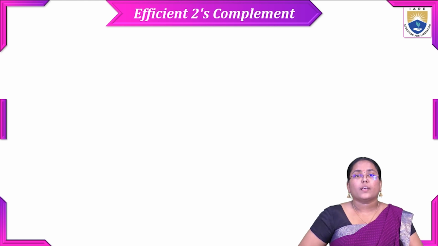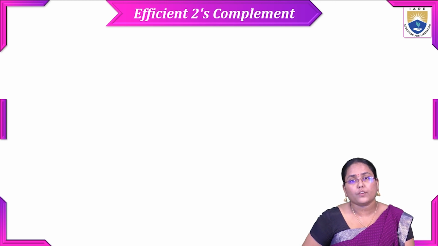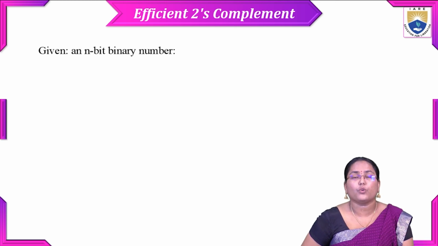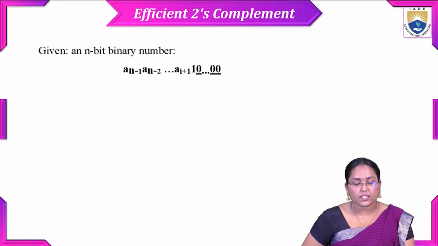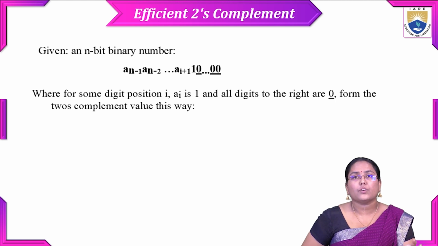Now, instead of doing the 1's complement and then adding 1 to it, we can do it in a more efficient manner. That is, if I consider any particular number, a n minus 1, a n minus 2, and so on up to a i plus 1, a i, 0, and so on, 0, 0. In general, if I have this type of number, where for some digit position i, a i is 1 and all digits to the right are 0, form the 2's complement value this way.